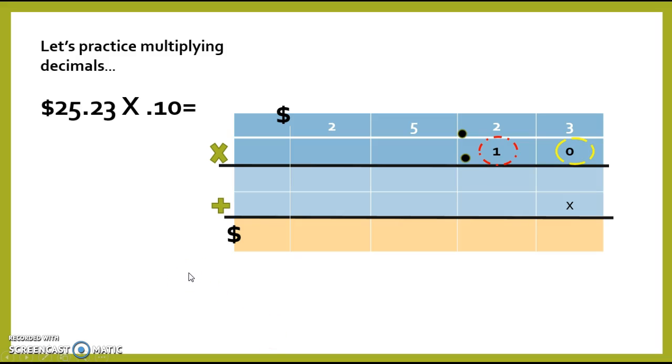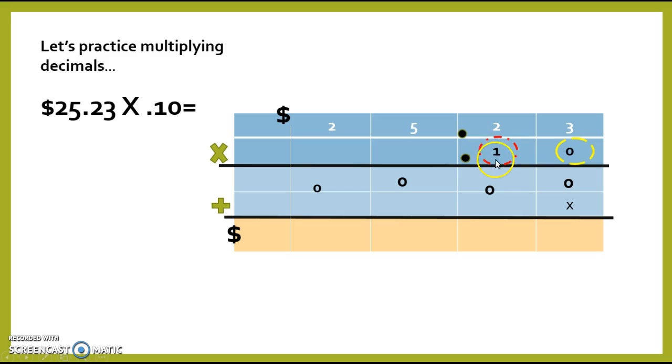Let's practice again. I've got $25.23 times 10 hundredths, or 10 cents. Same as before, I start all the way over here to the right. All right, my number is circled, 0, and I multiply 0 times 3, put the answer down below, 0 times 2, moving from right to left, 0 times the 5, 0 is the answer, and 0 times the 2, that's way over here, and my answer is 0.